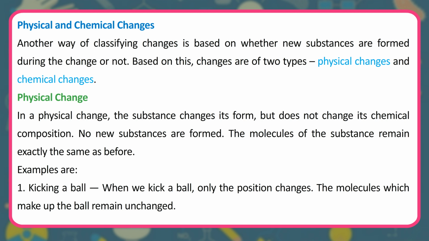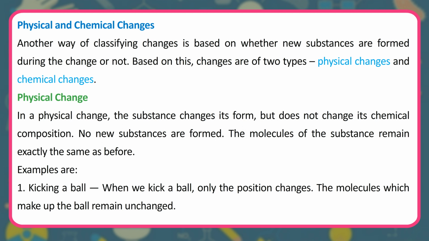Physical and chemical changes. Another way of classifying changes is based on whether new substances are formed during the change or not. Based on this, changes are of two types, physical changes and chemical changes. Physical change. In a physical change, the substance changes its form, but does not change its chemical composition. No new substances are formed. The molecules of the substance remain exactly the same as before.